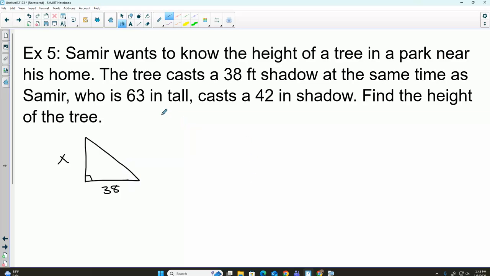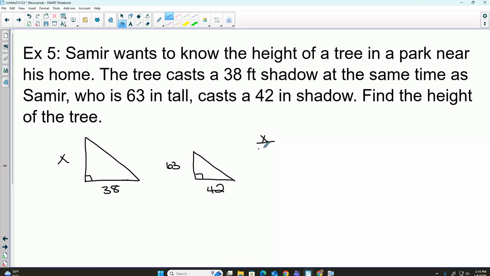Okay, so Samir is 63 inches tall and he casts a 42-inch shadow. So the realization you just had is this triangle's in feet and this one's in inches. That's actually not a problem as long as I don't mix up the units within the same triangle. So as long as both of these are inches and both of these are feet, it's okay. I couldn't have both feet and inches in the same triangle. So then you could do a proportion. How could we set it up?